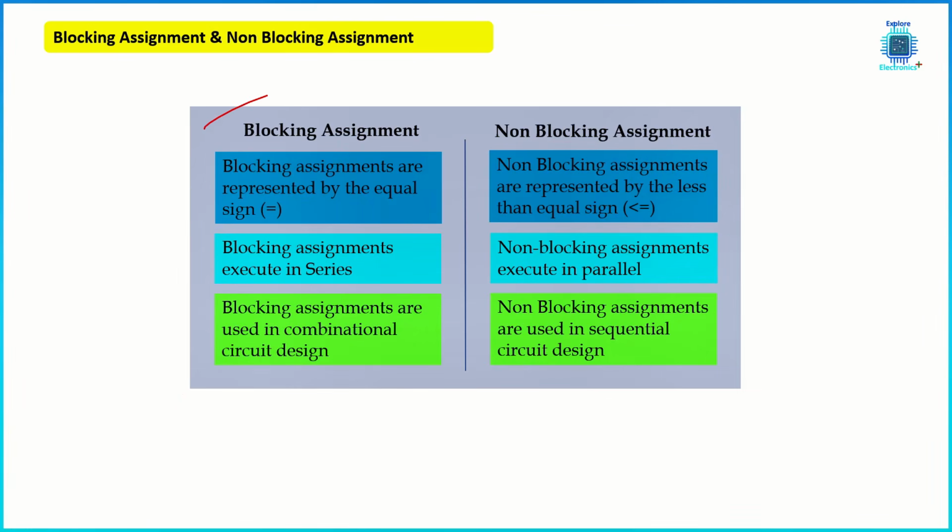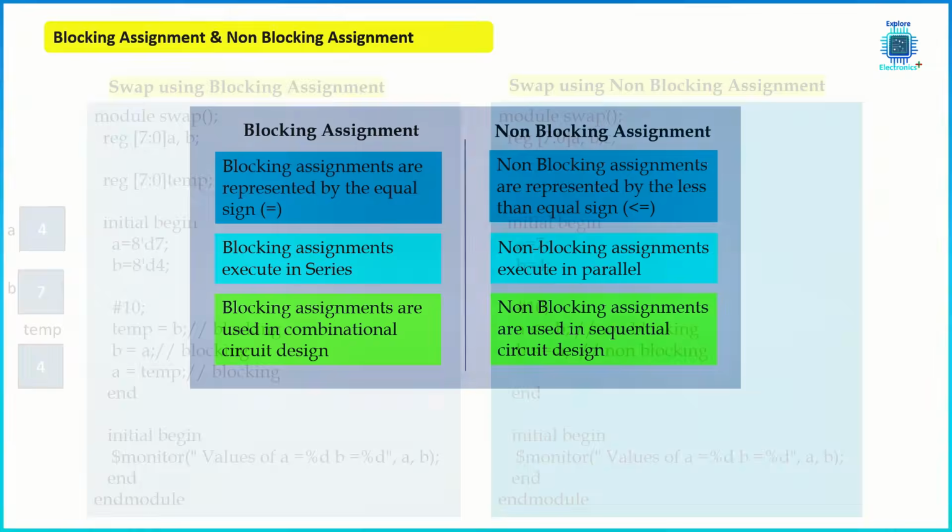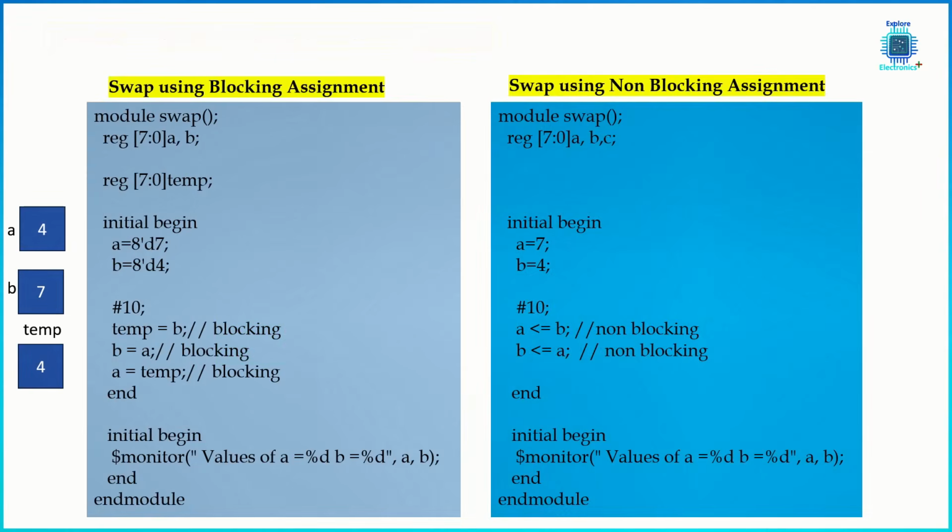With blocking assignments, suppose you have 3 statements here, it will block the other 2 until the first completes. But with non-blocking assignments, if you have 3 statements like this, they will execute in parallel. It will not block the execution of the other 2 while executing this. That is the major difference between blocking and non-blocking assignment. To understand that, we can have a swap example here.